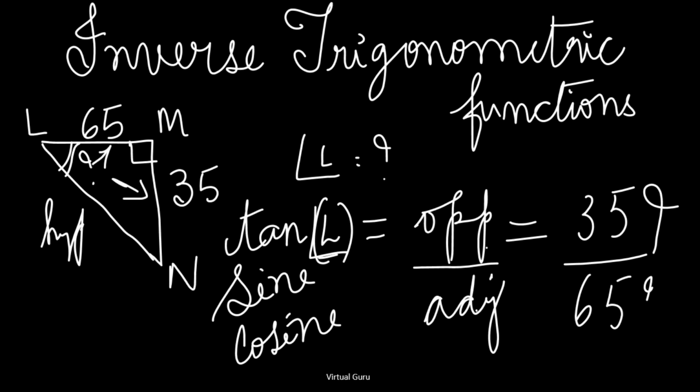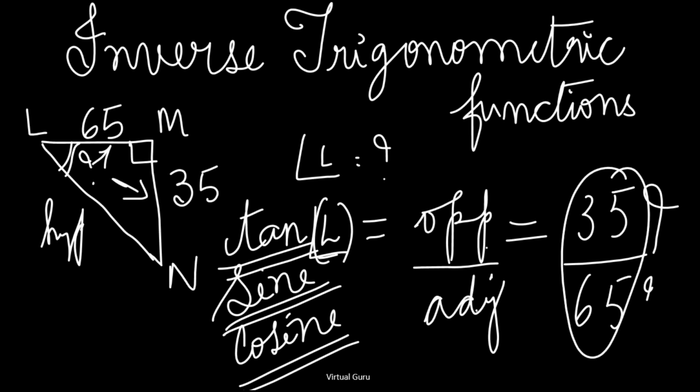What do our initial trigonometric functions sine, tangent, and cosine do? They take angles which are given in the question and give side ratios, isn't it? But we need functions that take side ratios and give us the angle. So this is why we need inverse trigonometric functions.